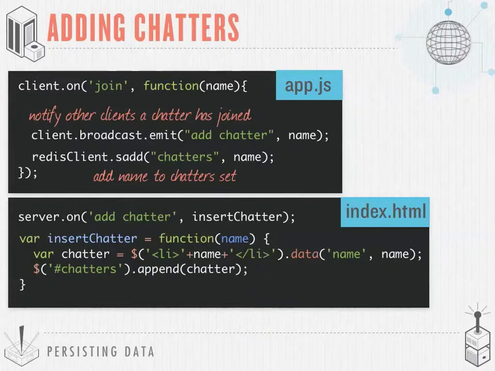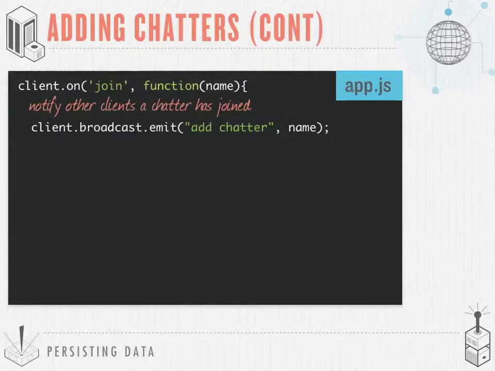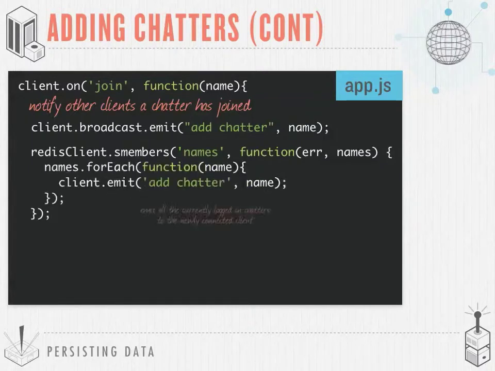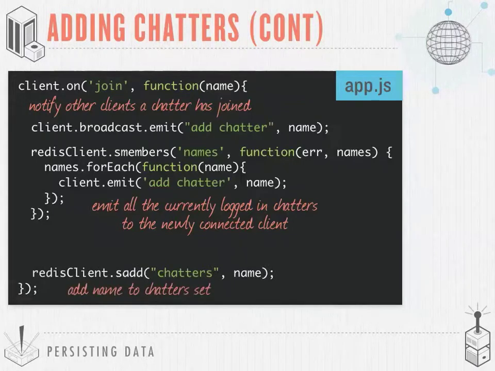The insert chatter function just creates a new list item with the name, and it appends it to the chatters unordered list in the DOM. We actually want to do one more thing when the client joins the server. We can use the smembers command to get back all the names that are currently in the chat room, and then we can loop through those names and emit those names on the add chatter event.